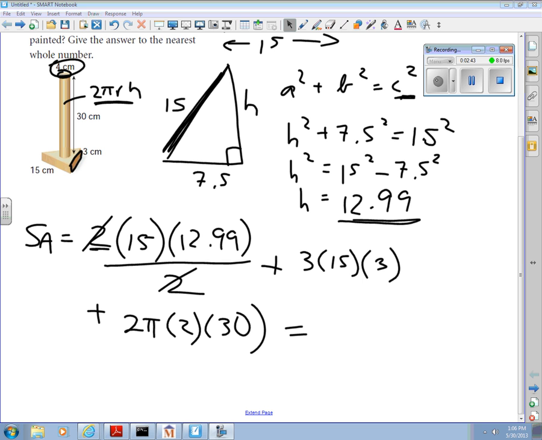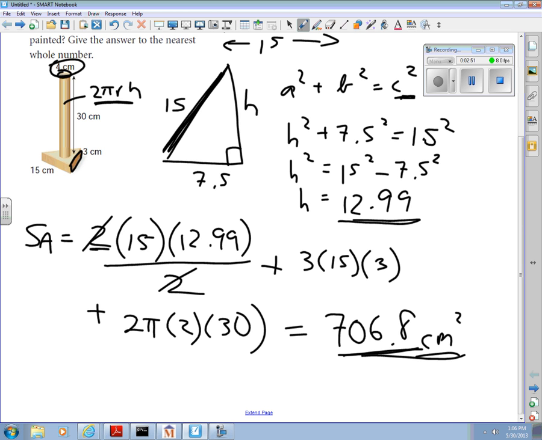So the answer we got when we punched these buttons was 706.8 and then a bunch of change, centimeters squared. And the answer key in the back says about 707, which tells me that we made the right choice. They did include the bottom.